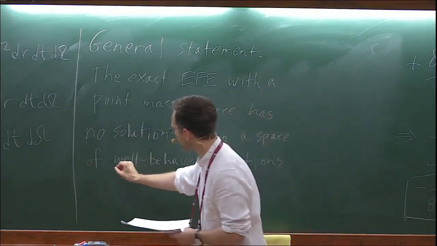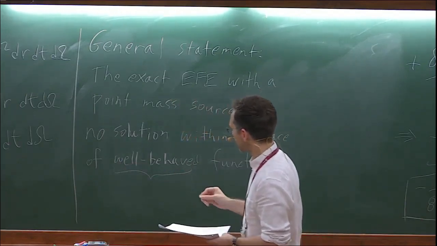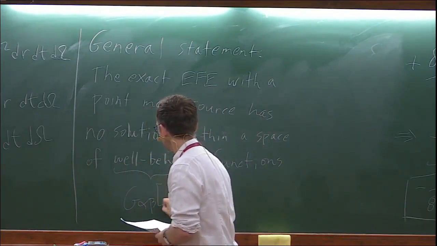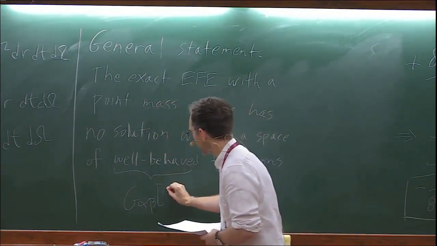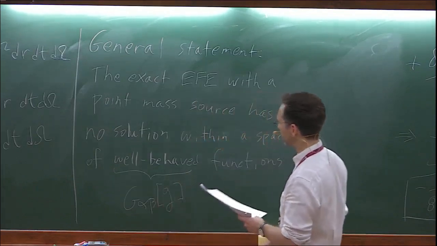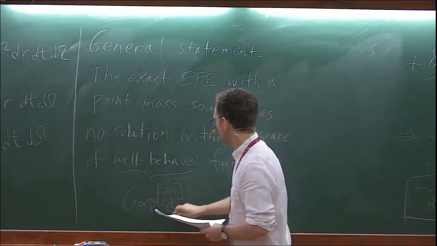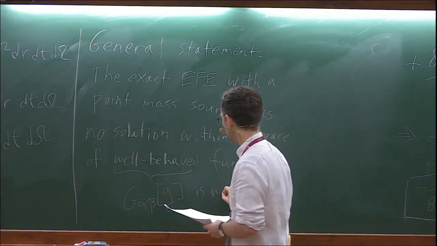Where well-behaved here means that the Einstein tensor, constructed from some metric, so here I'm not talking about a background metric, I'm talking about a full metric. Well-behaved means that this is well-defined as a distribution.